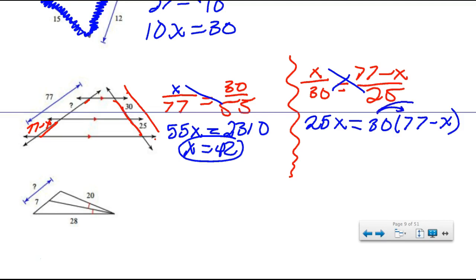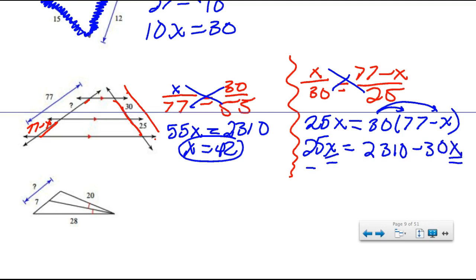I'm going to distribute this in. I'll get 25x is equal to 30 times 77, which I already did on that cross product there. So that's 2,310 minus 30x. I'm going to get my x's on the same side by adding 30x over. I get 55x is equal to 2,310.